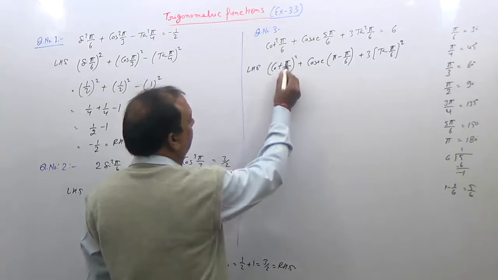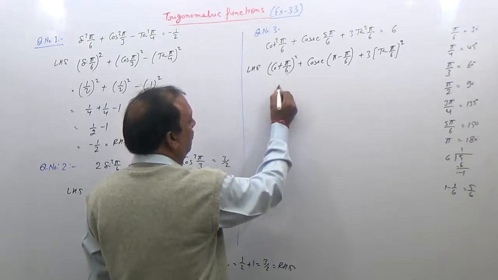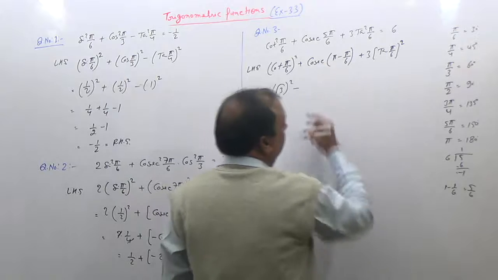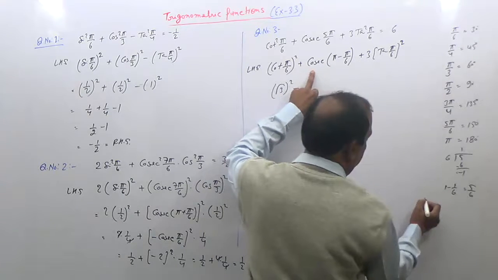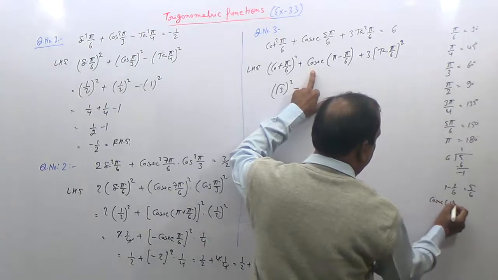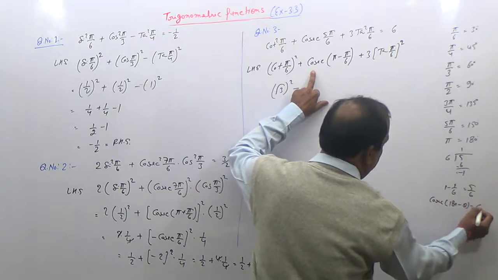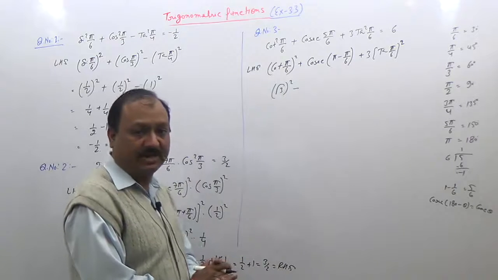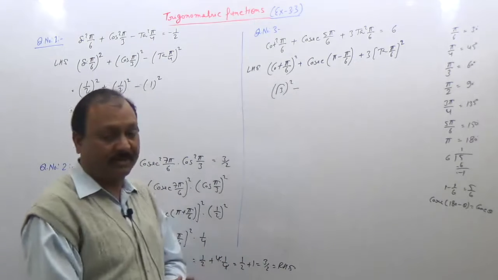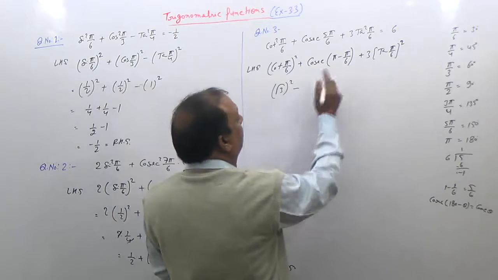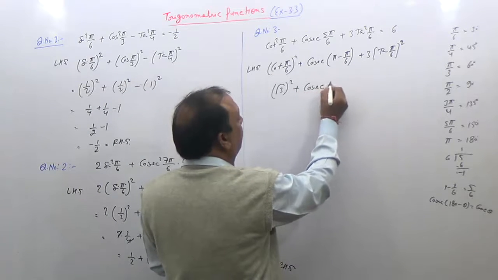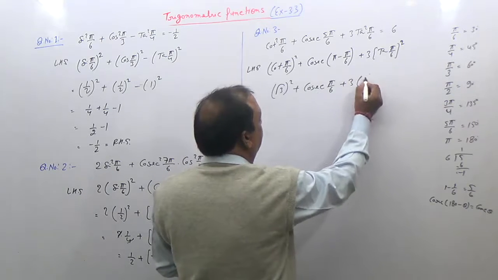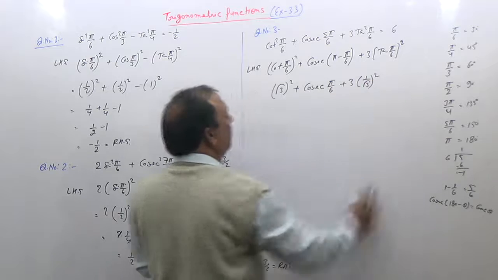Cot square pi by 6, cot pi by 6 is cot 30, which is under root 3 square. And in this case, applying the identity, cosec of 180 minus theta is cosec theta, because 180 minus theta lies in the second quadrant. In the second quadrant, sine and cosec are positive. So cosec 180 minus theta is cosec theta, that is cosec pi by 6. And tan pi by 6, tan 30 is 1 upon under root 3 square.